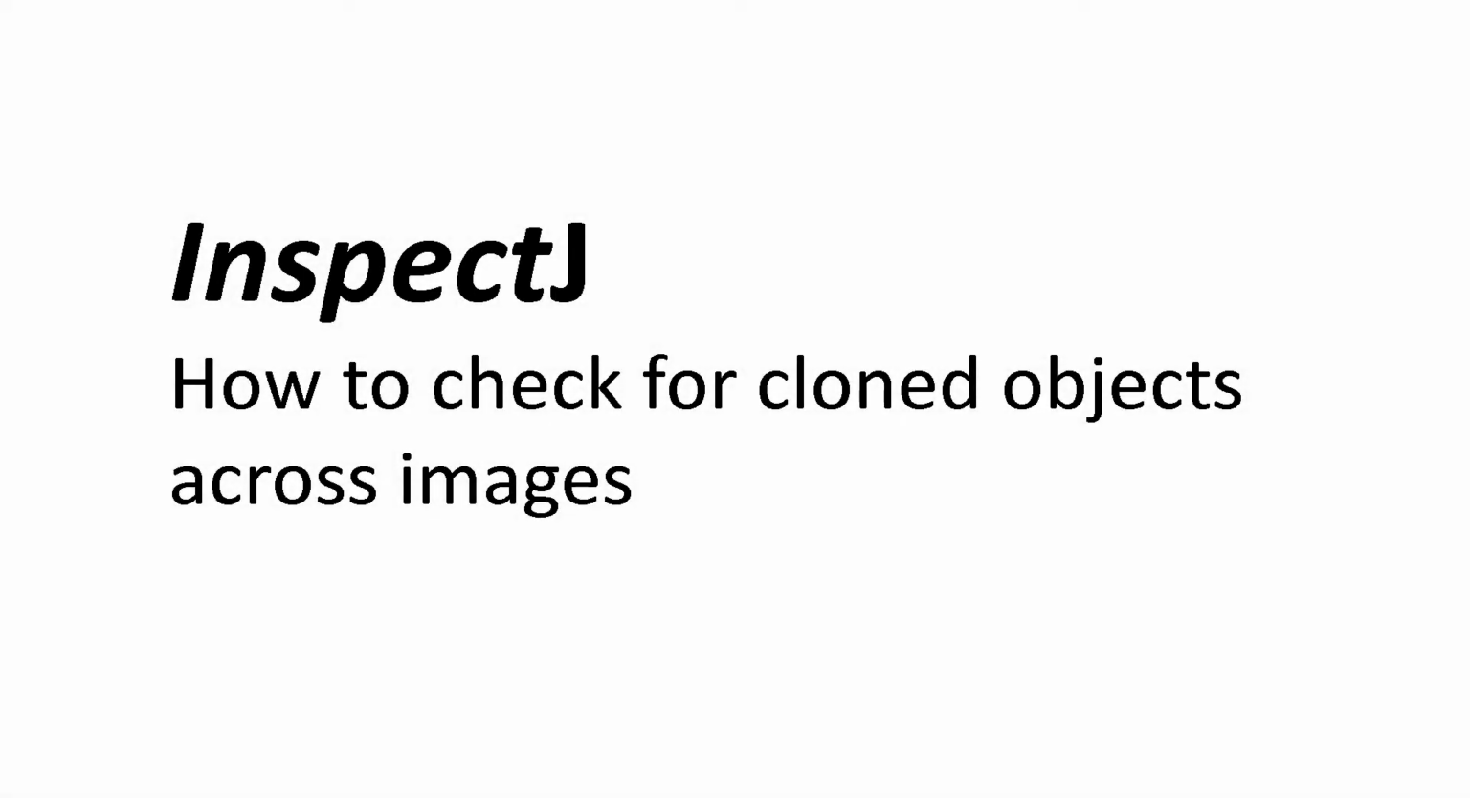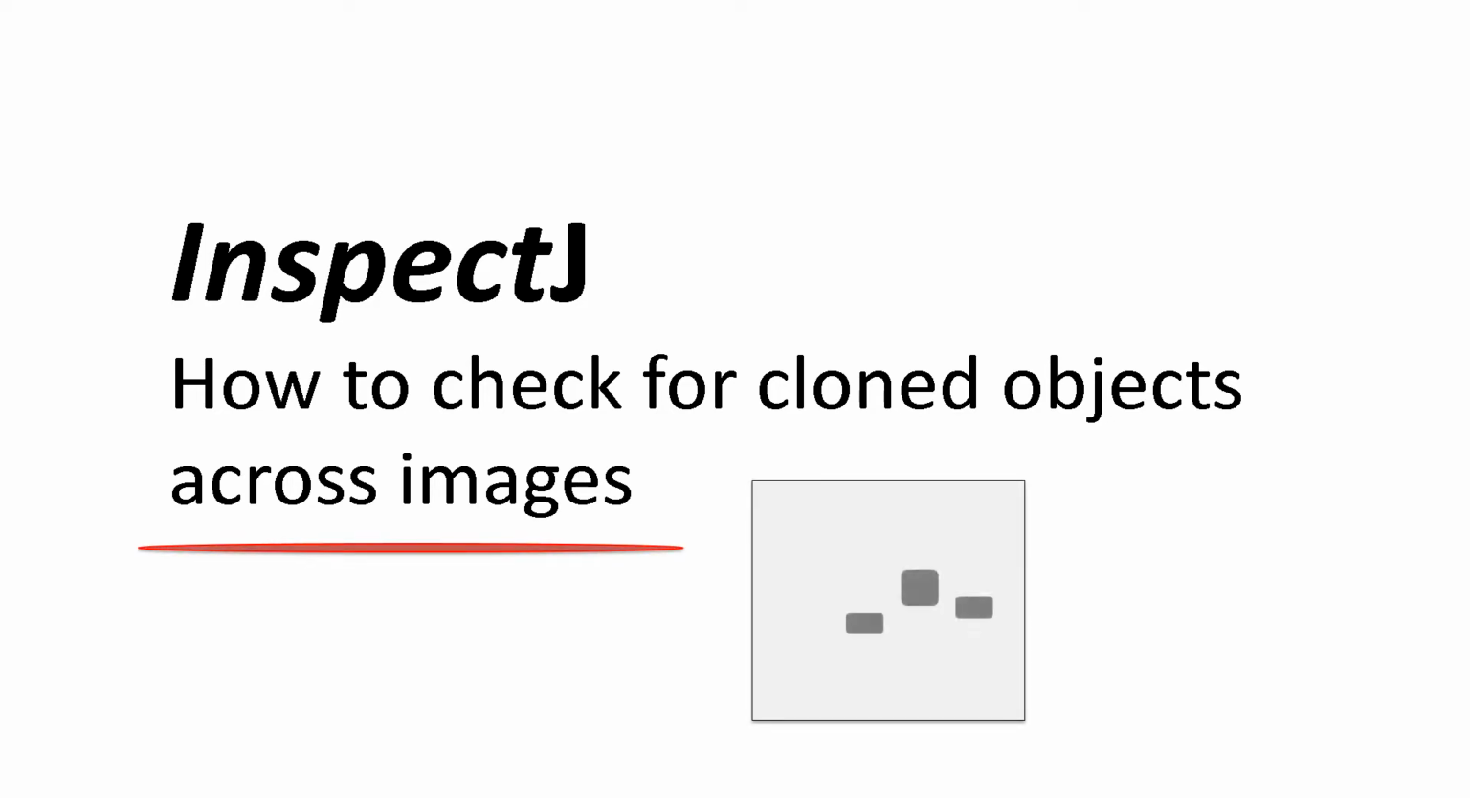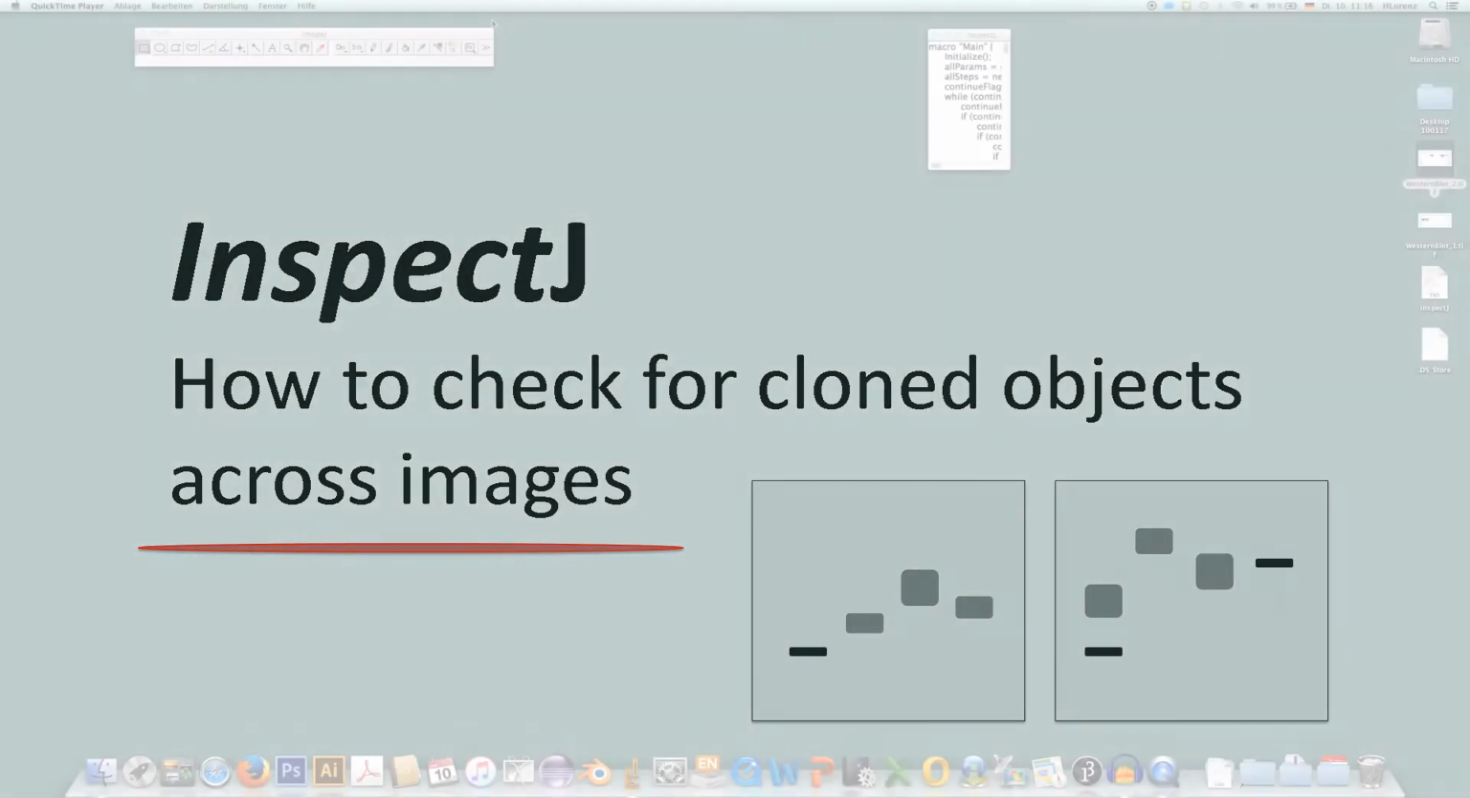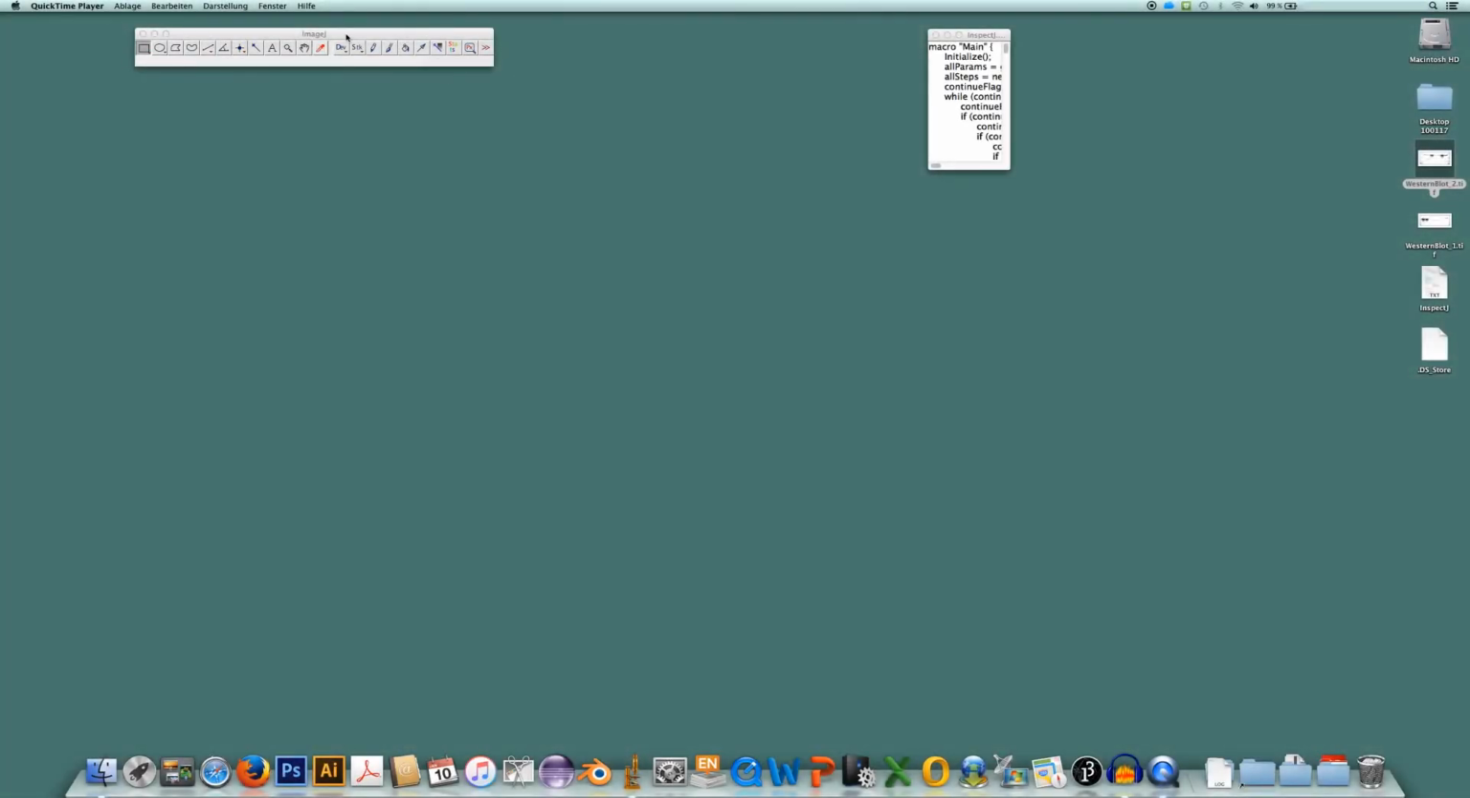Hi there. This video is to show how to check for cloned objects across images. So this is not so much about checking for identical items within the very same image. No, this is about how to check for situations where objects got copied on one image and then pasted onto another one. In order to do so, you have to have InspectJ open.